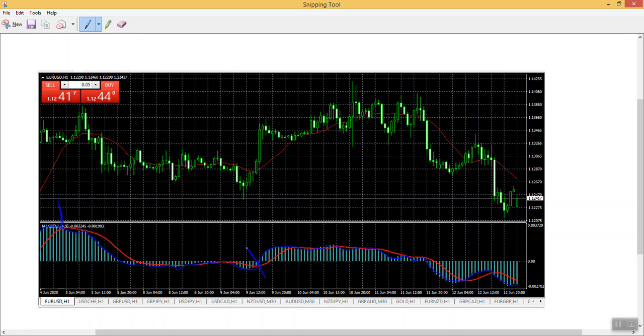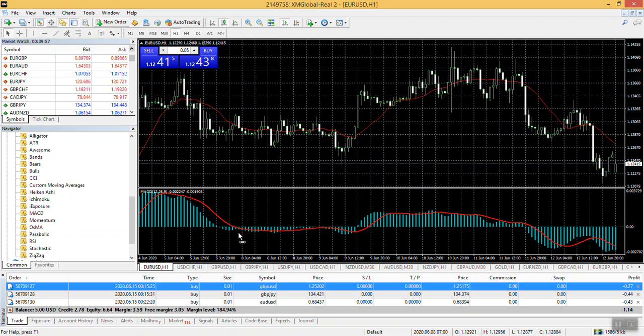Now again, looking at this place, it crossed from below to above the red line. In this case we buy after the crossing. We just look at the second bar after the crossing. Here it crossed from above to below the red line, so here we sell after the second bar. Okay, so this is EUR/USD.